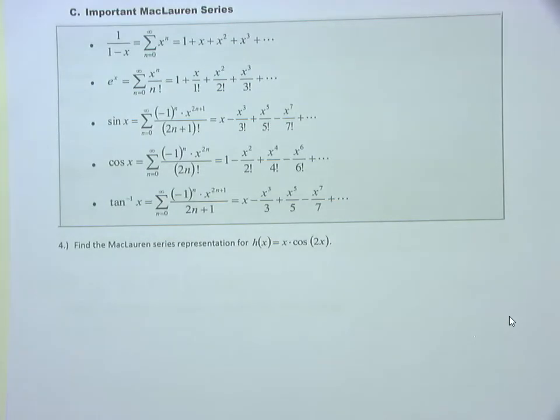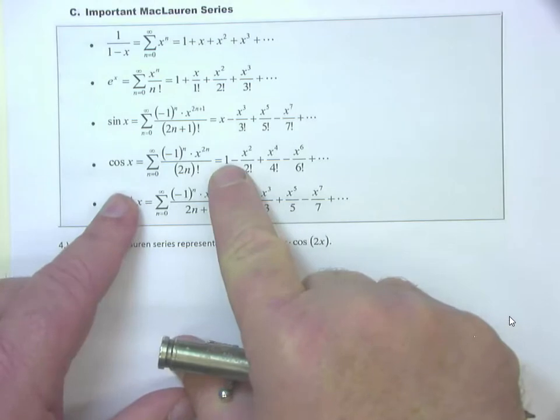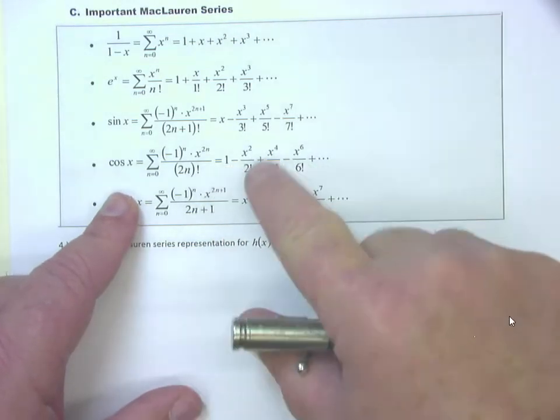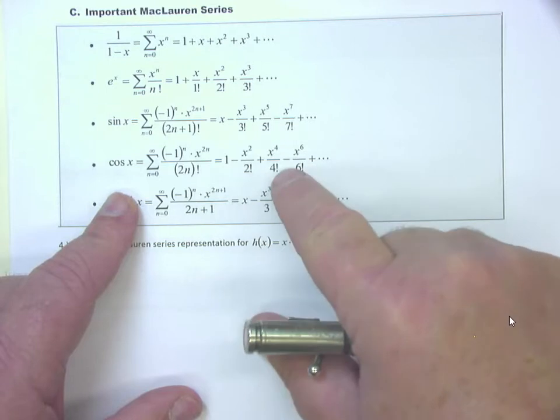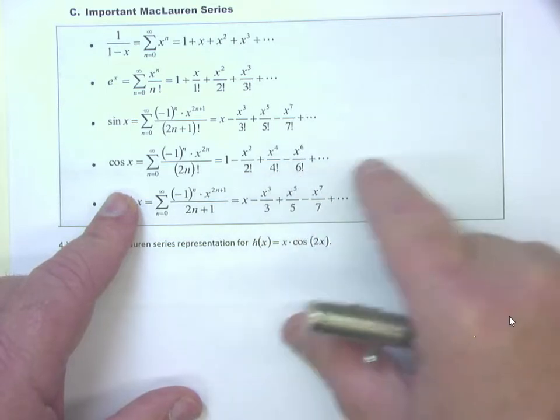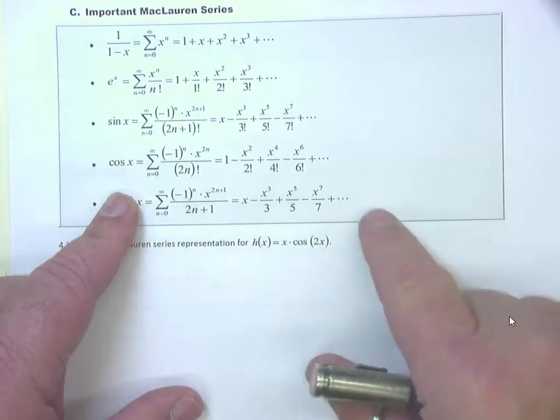Now switch over to cosine. What's cosine? Even. And remember, 0 is considered to be an even number. So you get your constant because that's the x to the 0 power. So it's 1 minus x squared over 2 factorial plus x to the 4th over 4 factorial minus x to the 6 over 6 factorial. It's the even powers, and it alternates.